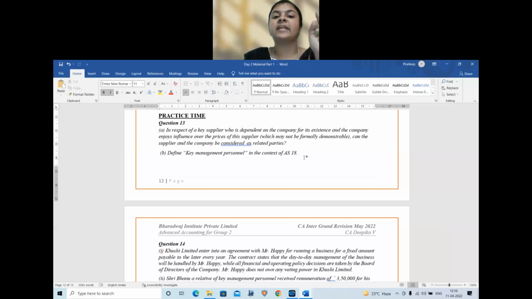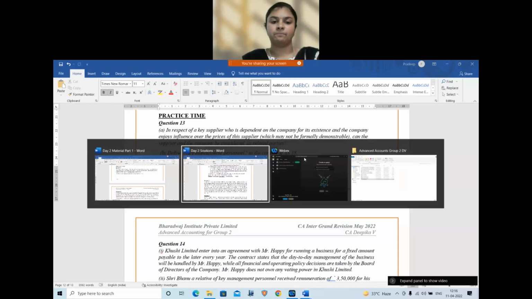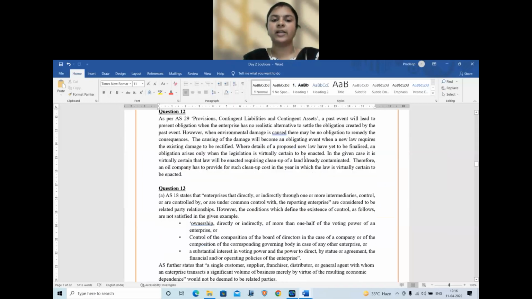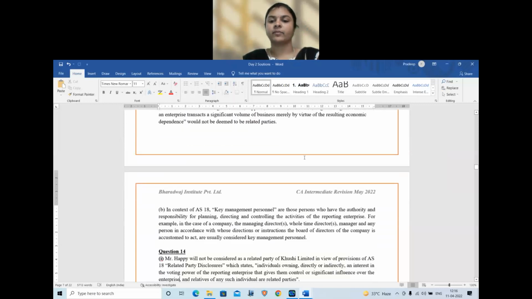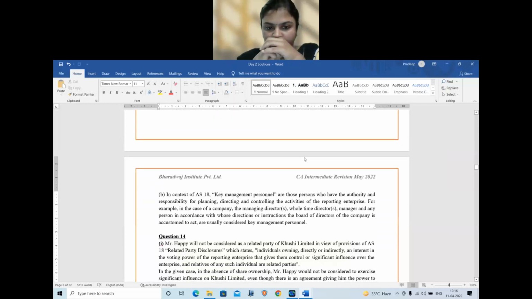Next, define key management personnel. So who are key management personnel? Who are KMPs? Company secretary. Okay. In Companies Act, KMP definition is there, but AS is not going to speak that. AS says directors or managing directors or anyone who can influence the decision making of the enterprise.